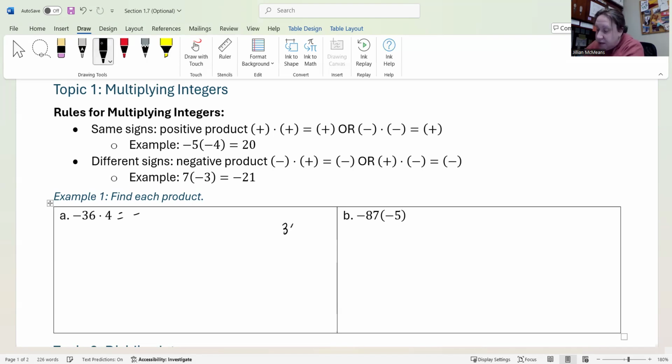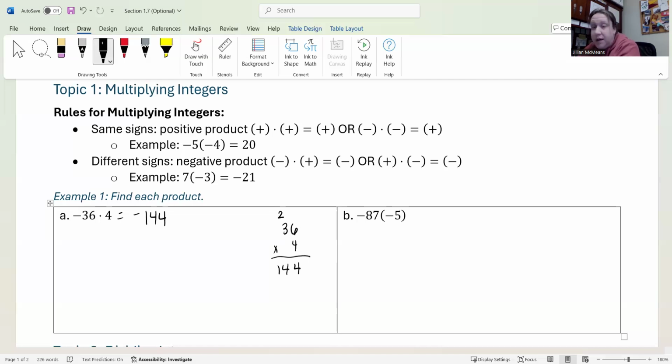So I have 36 times 4. I'm going to start with the 4 that's in the ones place. I'm going to multiply it by the 6 in the 36. 4 times 6 is 24. So I keep the 4 and I carry the 2. Okay. So then I want to take the 4 times the 3. 4 times 3 is 12. And then I want to add the 2 that I carried. So 12 plus 2 is 14. That tells me that this product is negative 144. So negative 36 times positive 4 is negative 144.